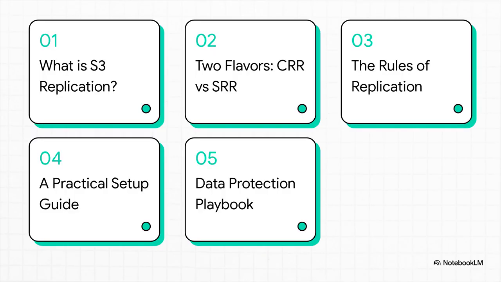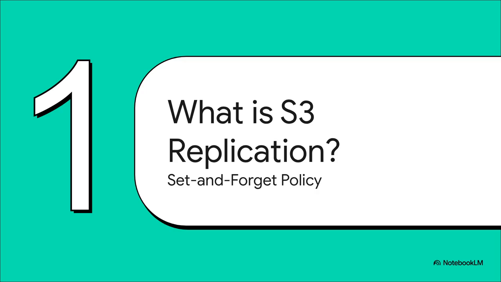All right, here's the game plan. First, we'll cover what S3 replication actually is. Then we'll get into its two main flavors, CRR and SRR. After that, we'll go over the non-negotiable rules you gotta know, then a quick setup guide, and finally, we'll wrap it all up into your very own data protection playbook. So let's dive in. Okay, kicking things off with Section 1, what is this thing?